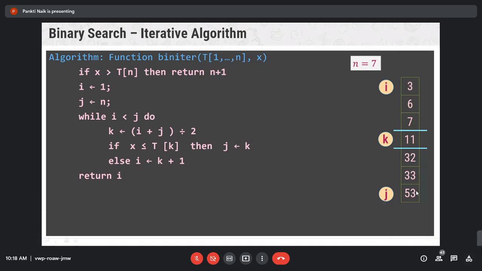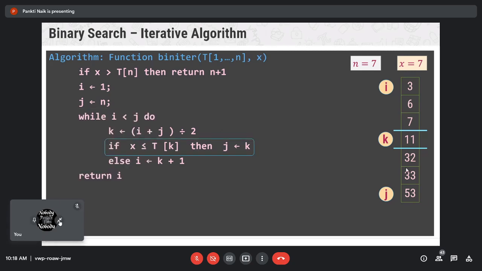Right? So 1 plus 2, that is 4. So k points to this fourth index element, right? Next, the value of x is equal to 7. It means the key is equal to 7, which we want to search in this given array, right? So check if 7 is less than or equal to t of 4, that is 11. 7 is less than or equal to 11. Yes, then k will become j.